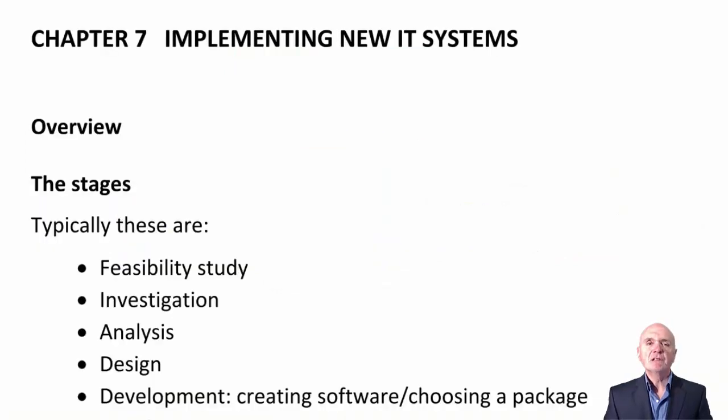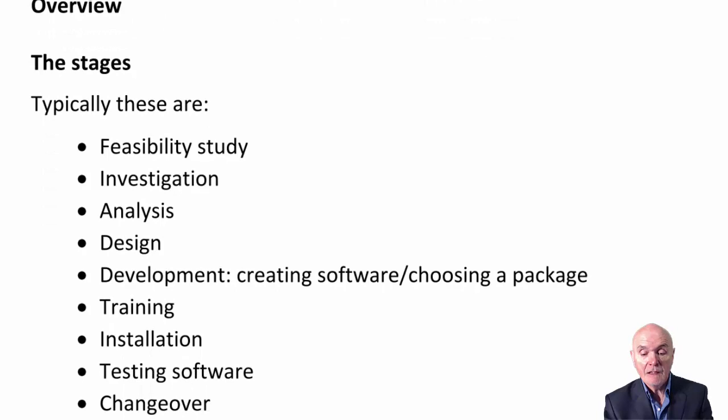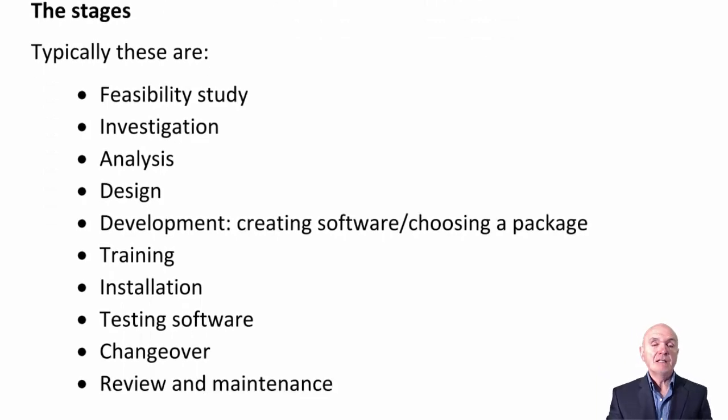Chapter 7 deals with the implementation of new or amended IT systems. And the overview of the system of obtaining a new or indeed amending an existing IT system are these steps. Feasibility study, which is basically, is it worth doing at all? Investigation, analysis and design is really looking at what are we going to do.